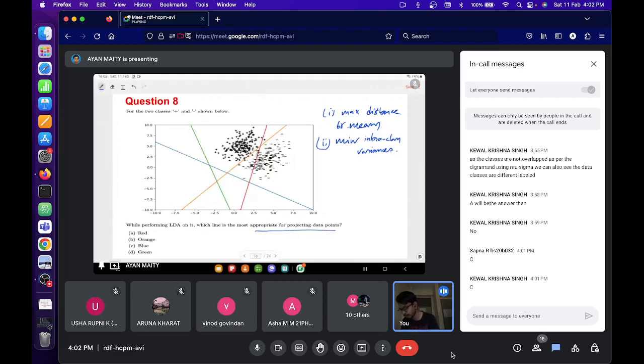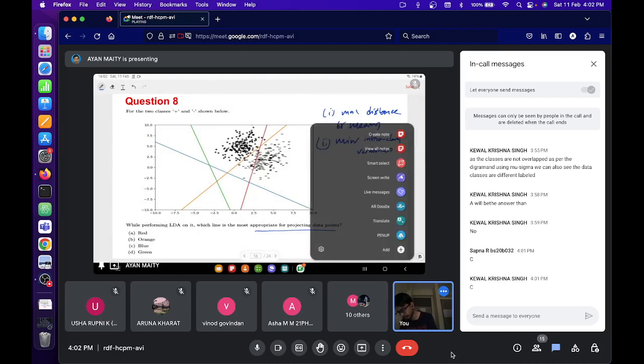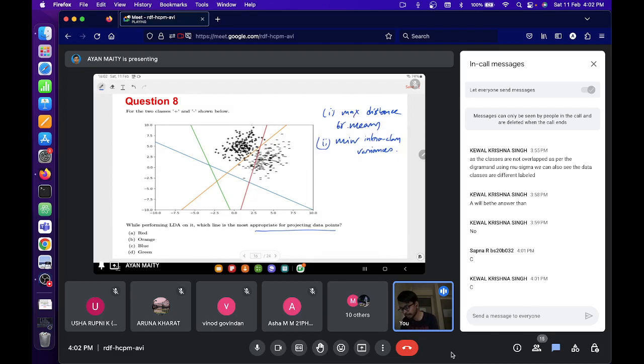So even if we consider only the first objective, that is, maximizing the distance between the means of the two classes, then using only the first objective we can find out which of these four will be the correct answer. Red, orange, blue, green, which of these four lines represents the appropriate projecting line?